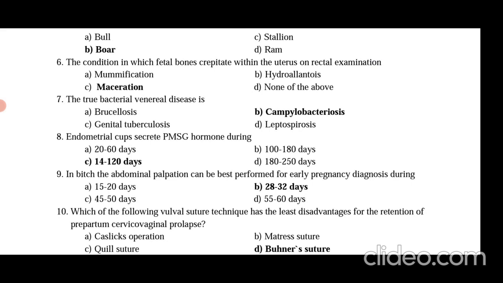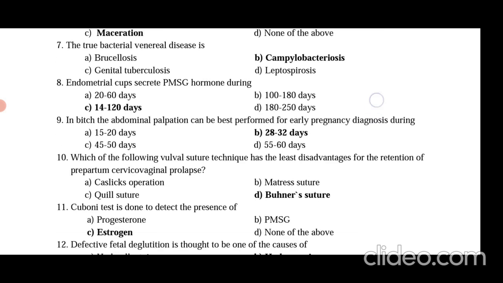Endometrial cups secrete pregnant mare serum gonadotropin during 14 to 120 days, that is, half a month to 4 months, in horses. The time in which abdominal palpation can be best performed for early pregnancy diagnosis is during the first month, 28 to 32 days.